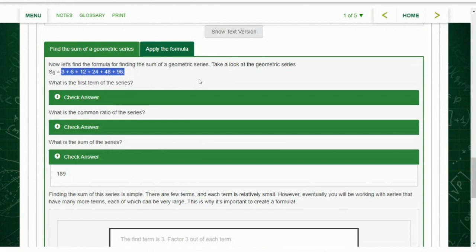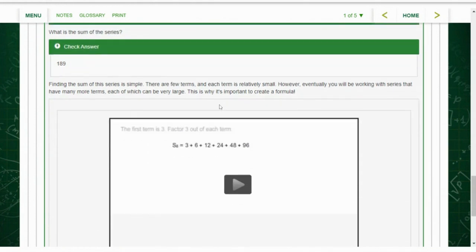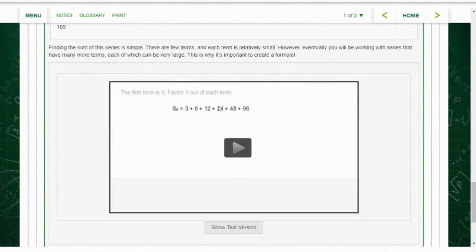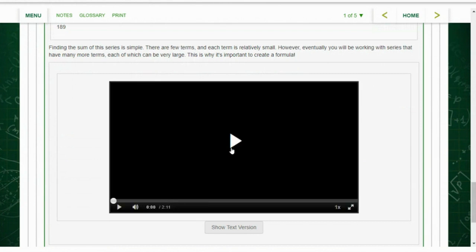But what if we want a 61 term sequence added up? Some of them are not quite so simple. So let's use this simple sequence here and see if we can come up with a good equation for that. We're going to watch this video, which is 2 minutes, 11 seconds. Let me make that bigger.